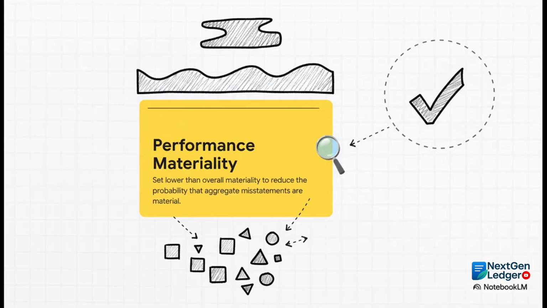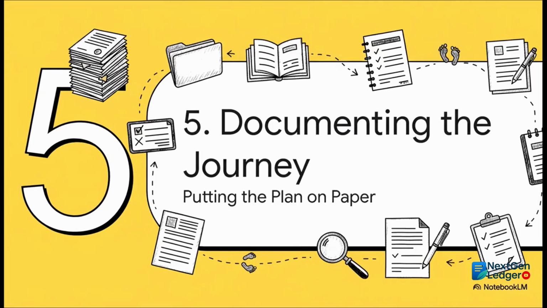Now, here's where it gets really clever. Auditors don't just stop at that one number. They also set something called performance materiality, which is a lower number they use when they're doing their detailed testing. You can think of it like a safety buffer. It's there to lower the risk that a bunch of small, seemingly harmless errors could all add up and become one big material problem. And that brings us to our final section, documenting the journey.